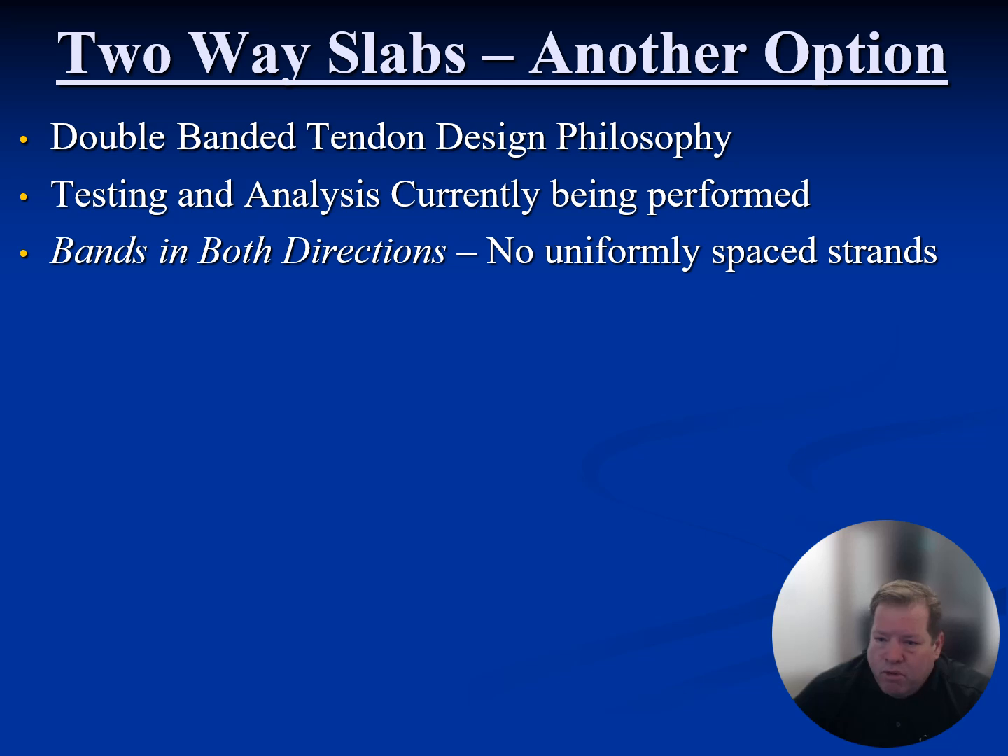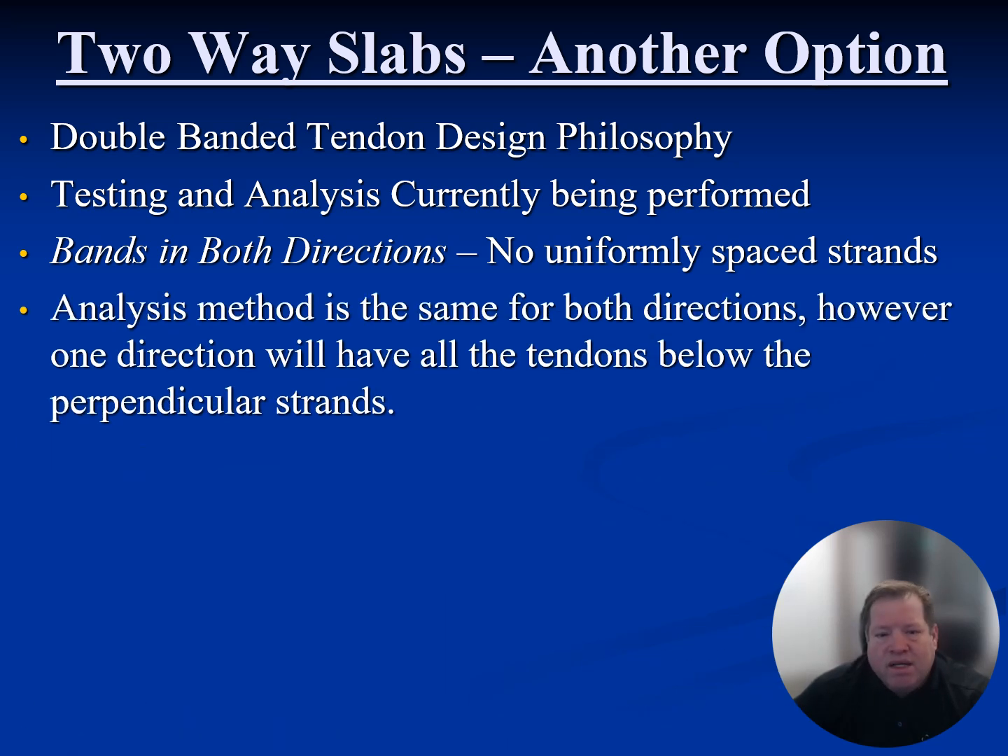So no uniformly spaced strands, no strands 2 feet on center. You're going to have 15 strands on grid D. You're going to have 15 strands on grid 3, and between grid 3 and 4, or C and D, no uniform strands whatsoever. It's just going to be rebar to a certain extent.